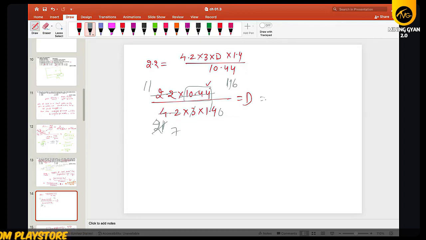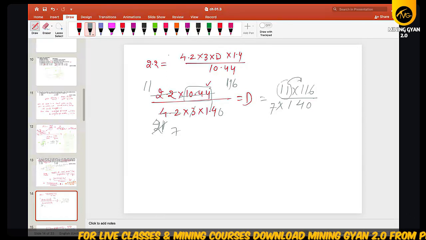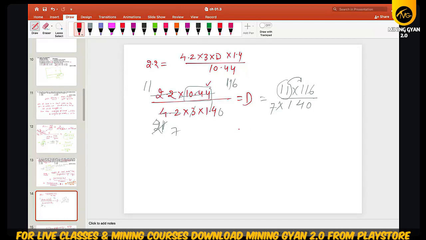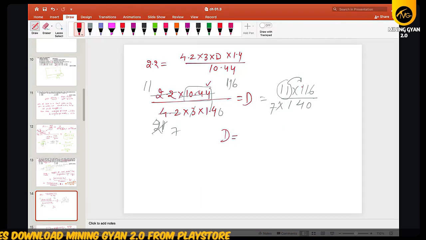So its value will be 11 multiplied by 116 divided by 140 into 7. I also told you how to multiply with 11. Without a calculator, I am calculating. So you should learn this technique. Do not try to multiply and get confused. I know many of you are good at mathematics, but you should use this trick. It will save your time.